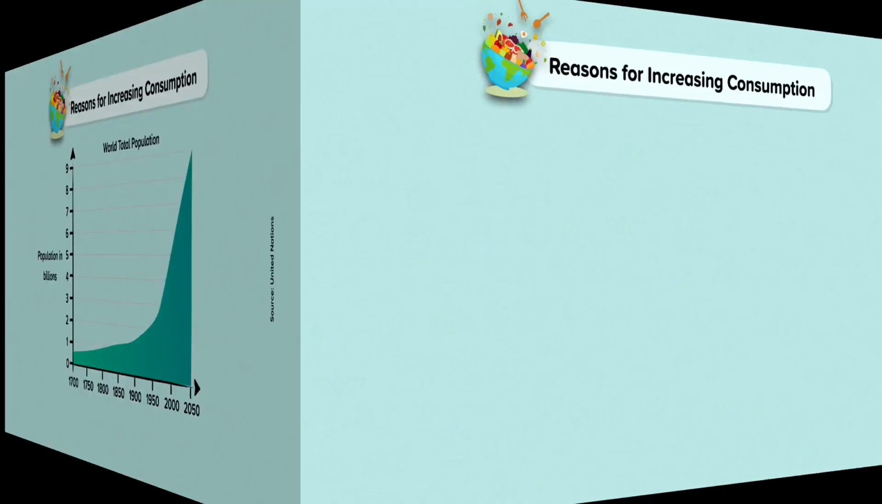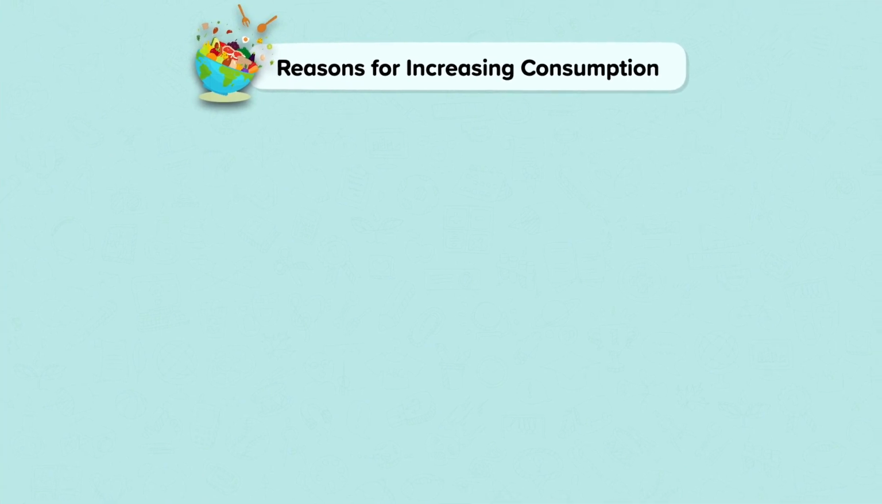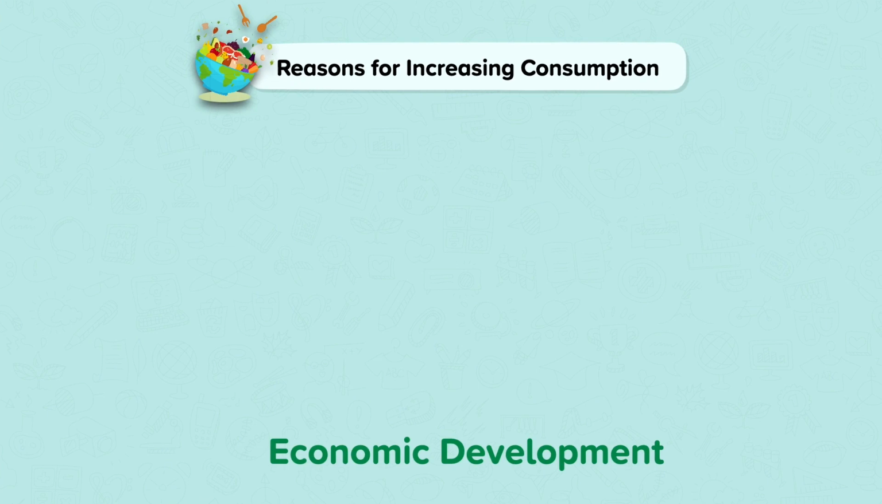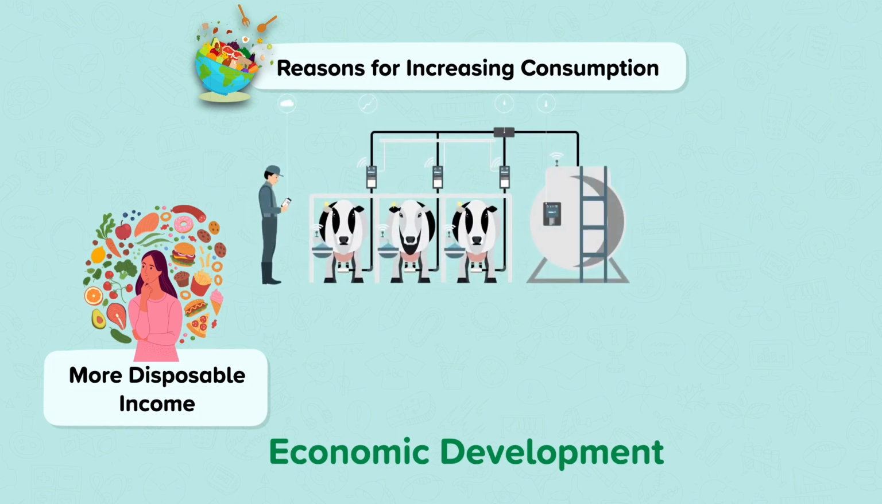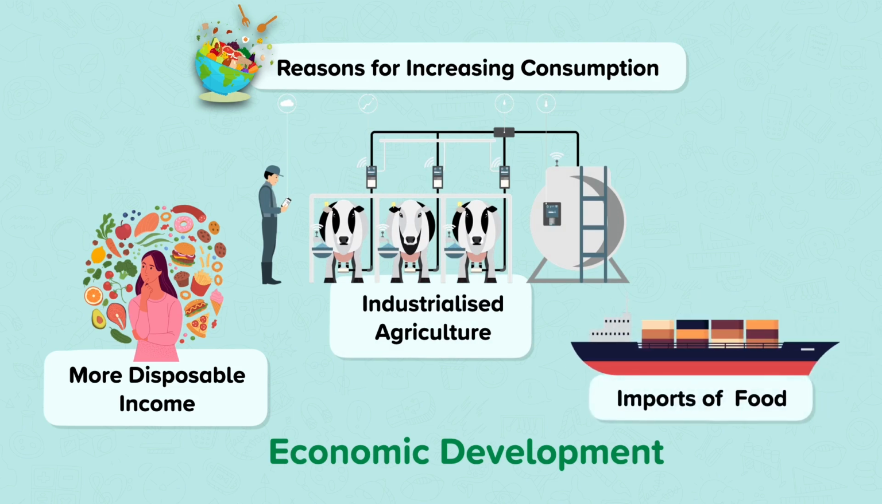The second reason for increased consumption is economic development. As countries develop and people become wealthier, they have more disposable income to spend on food, increasing demand. They buy a greater variety of food and often more than is needed. Countries are also able to produce food more cheaply due to the industrialisation of agriculture, and therefore they can afford to eat more. And wealthy countries can afford to import food all year round, so they no longer have to eat what is seasonally available.